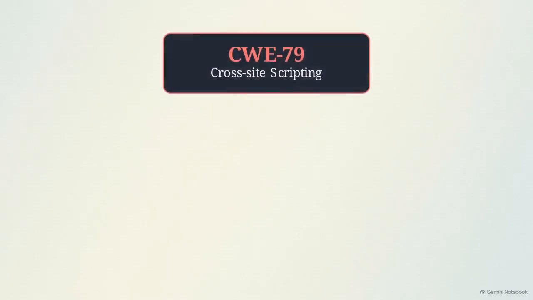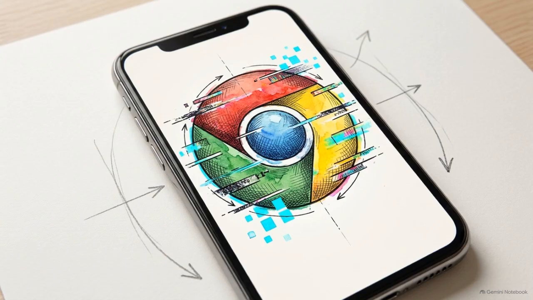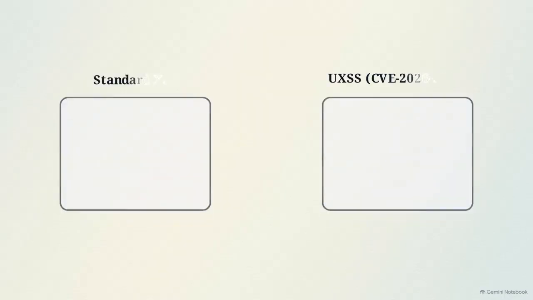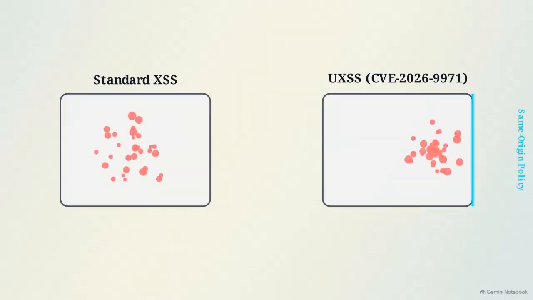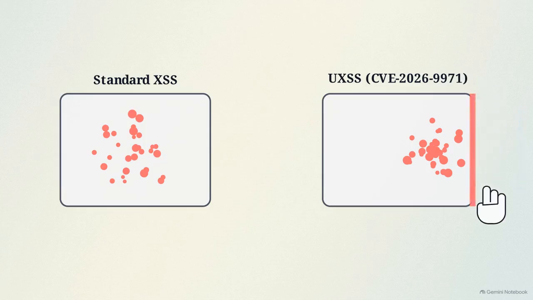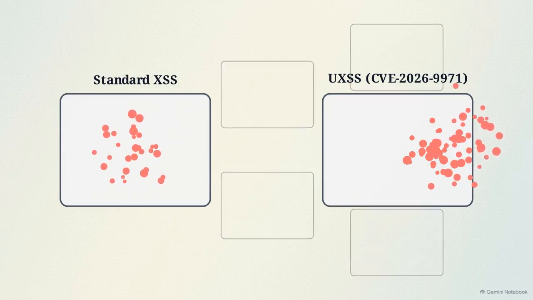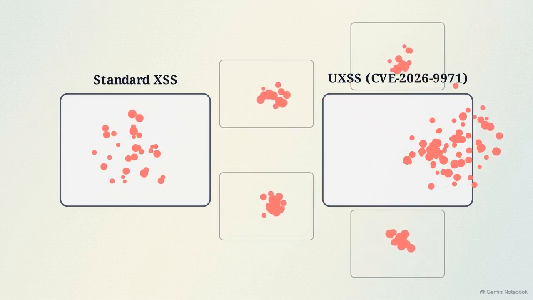The root cause of this vulnerability is a CWE-79 flaw. It stems from an inappropriate implementation within the iOS version of the Chrome browser engine. On the left, a standard cross-site scripting attack is trapped within a single website. On the right, UXSS pushes against the browser's internal boundaries. By tricking a user into specific UI gestures, an attacker bypasses the same origin policy.